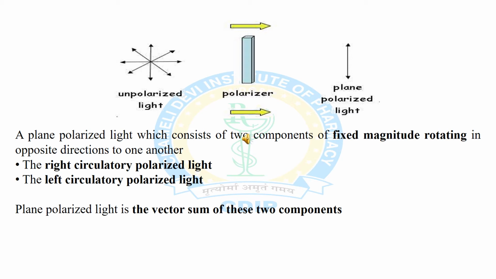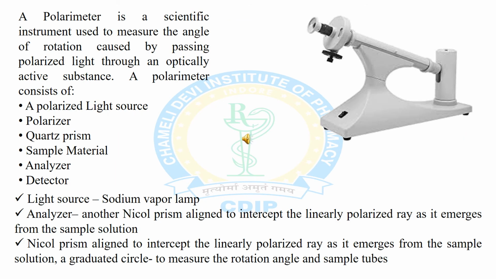A plane polarized light consists of two components having fixed magnitude rotating in opposite directions to one another, that is, one in the right circulatory direction and another in the left circulatory direction. The plane polarized light obtained when an ordinary light passes through a polarizer is the vector sum of these two components. The instrument used for the detection of optical activity or specific optical rotation is called a polarimeter.